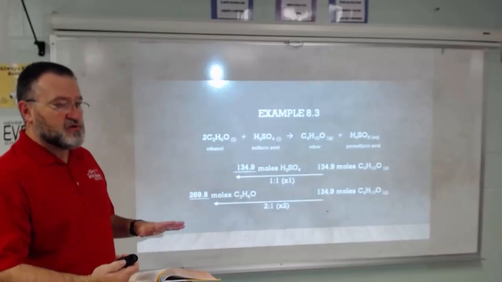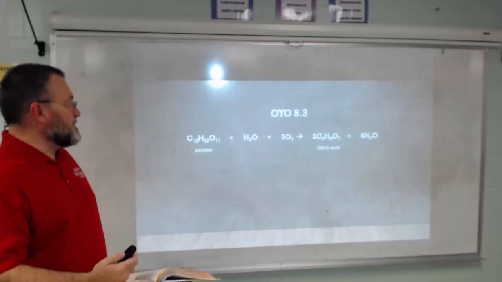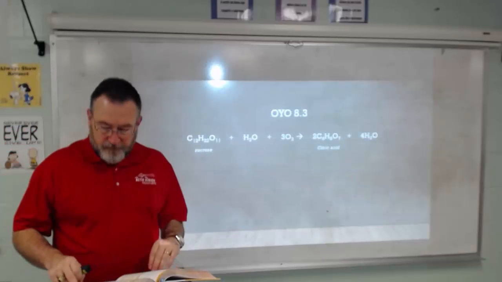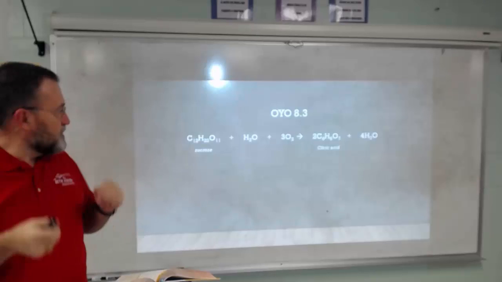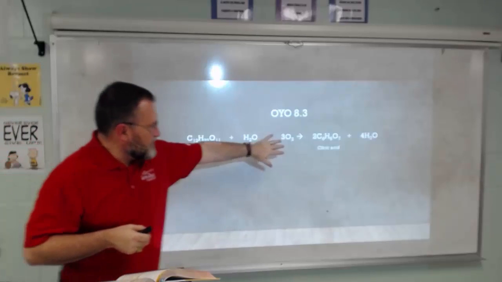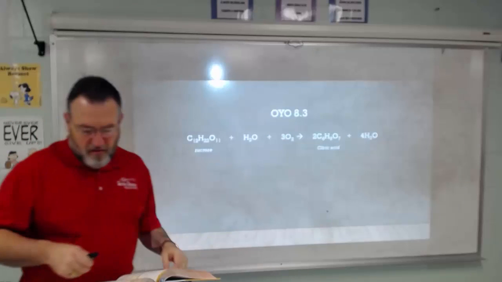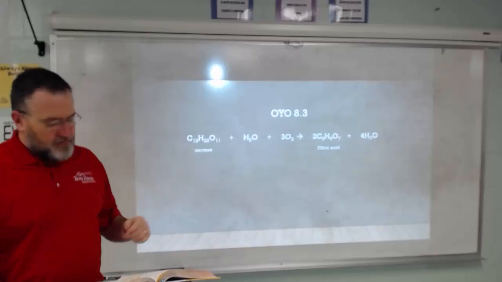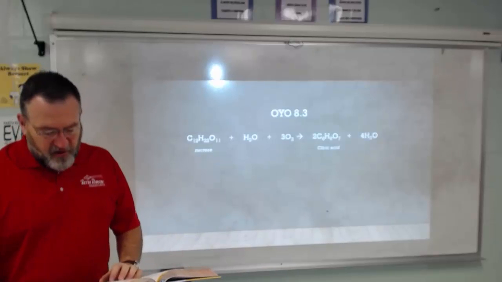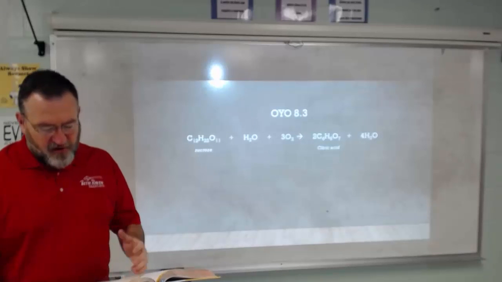No questions? On your own, 8.3. Citric acid, it's over here. It's one of the products of this reaction. Go ahead and work this on your own and we'll follow up with the work in a few moments. Citric acid, a component of fruit juices, drinks, jams, and jellies. It's produced by using the following reaction.